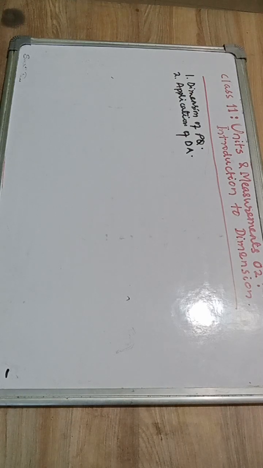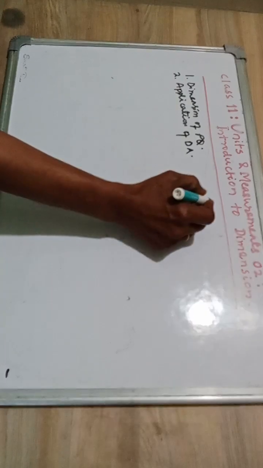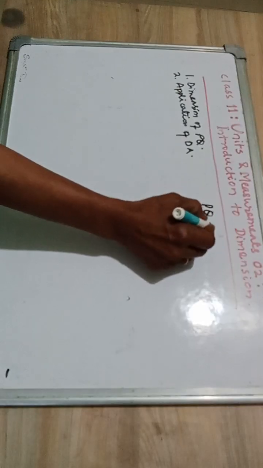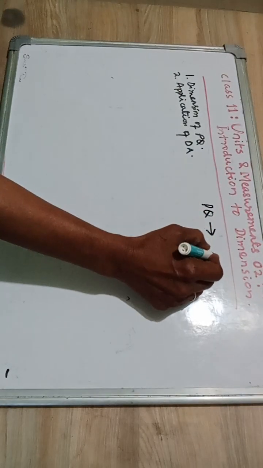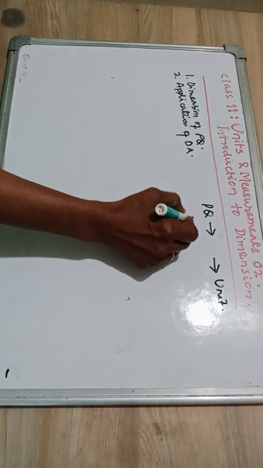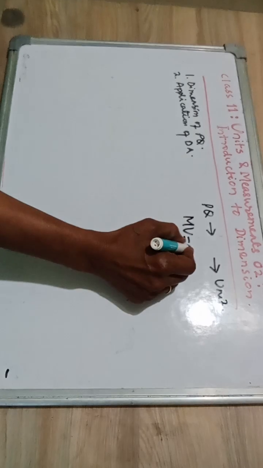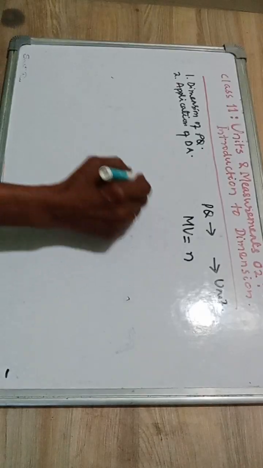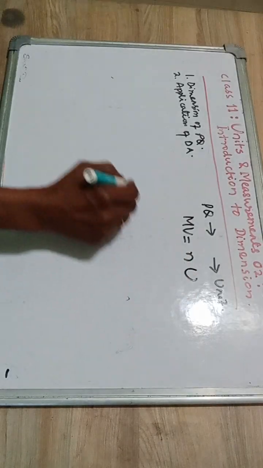In last class we have studied what are the units and different systems of units. Extending that what you have studied, in that class we found out what is physical quantity. When it is measured, it is compared with its unit. That means measured value is some numerical times unit.